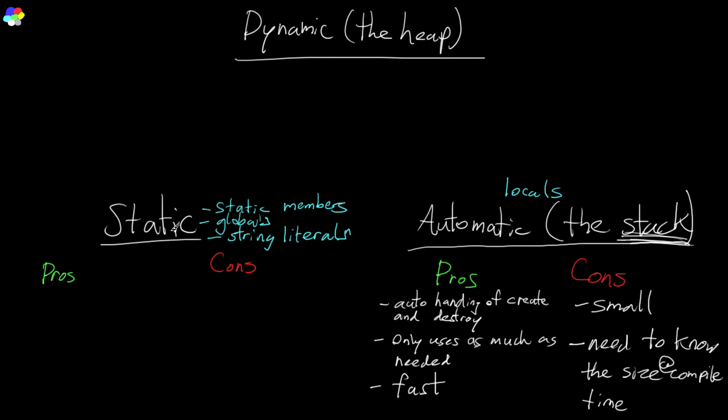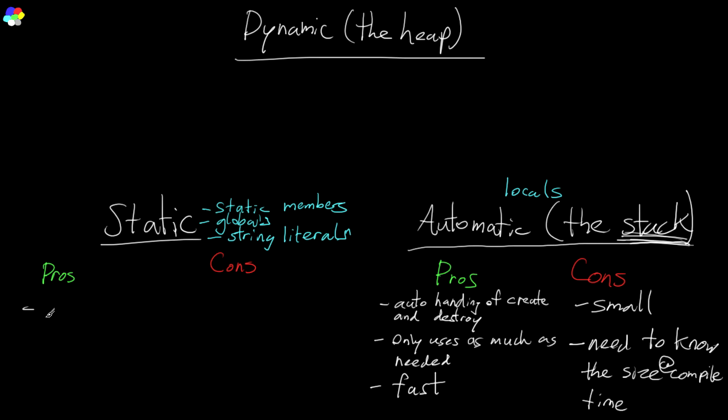So those are the different cases for automatic and static. Automatic is your local variables. Static is your static member variables, your global variables, and your string literals, and maybe some other stuff, but it's not that important. These are the main ones that are going to go into the static storage. And the static storage is allocated at the very beginning of the program, and it sits in memory until the program ends. It never changes size, hence the name static.